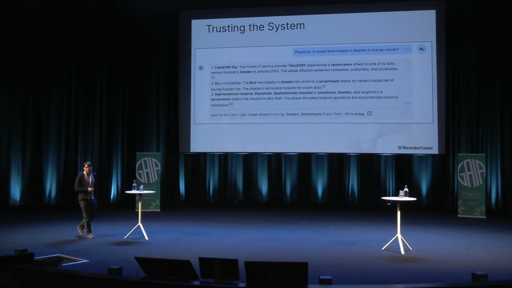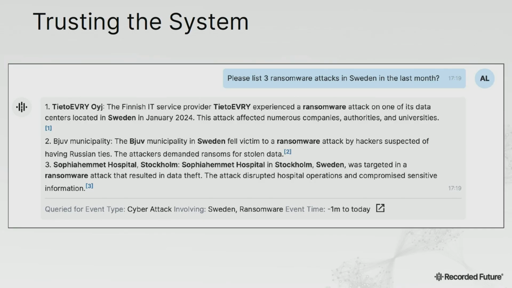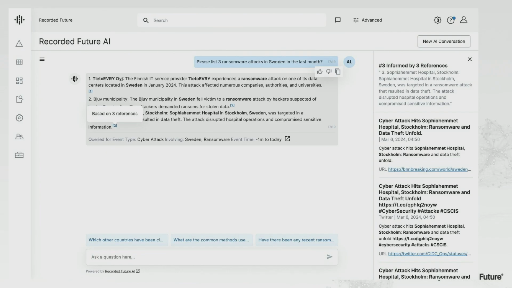In all types of intelligence, one of the most important things is how we understand whether the answers are correct or not. We dealt with this in the following way. Here we have an example from the Recorded Future AI, where the prompt was to list 3 ransomware attacks in Sweden in the last month, and it gave three answers here. And you see we have these quotation numbers up here. If we look at how this looks in our product, it looks something like this. If you click the 3 here, you get all these references that actually went into generating this answer.